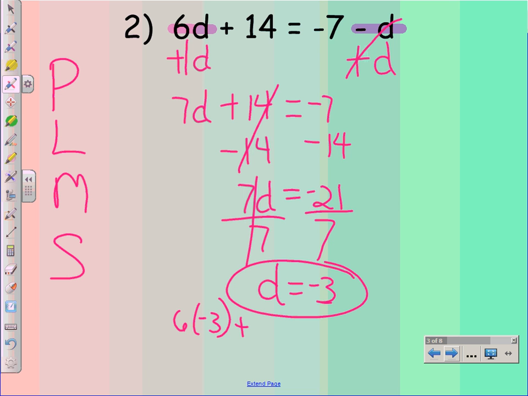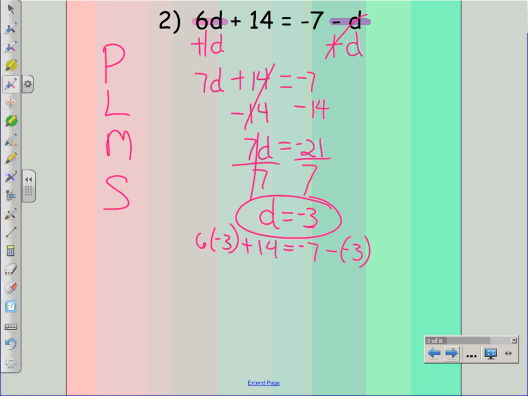6 times negative 3 plus 14 is equal to negative 7 minus, don't forget that the value of d is a negative 3. So let's see how that works. We end up with negative 18 plus 14 is equal to, this is really negative 7 plus 3. So we end up with what? Negative 4 is equal to negative 4.